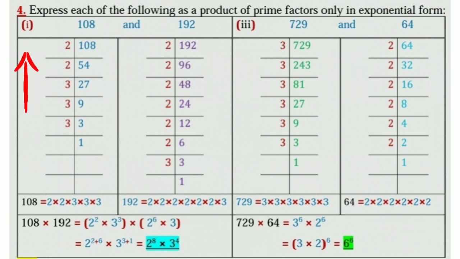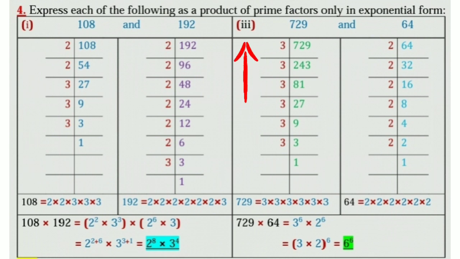So 108 into 192 is equal to 2 raised to 2 into 3 raised to 3 into 2 raised to 6 into 3. Therefore 2 raised to 2 plus 6 into 3 raised to 3 plus 1 is equal to 2 raised to 8 into 3 raised to 4. It's clear everyone? Very good.